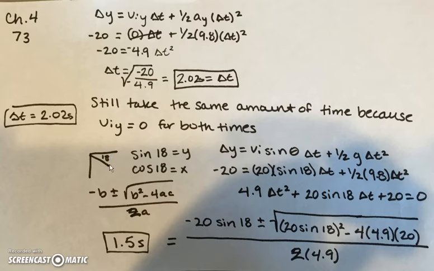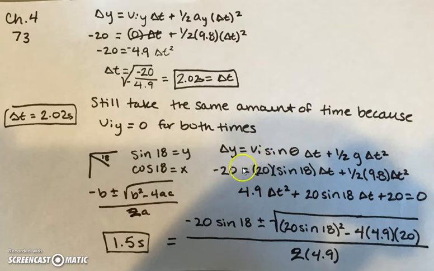So for the y direction, we'd have sine of 18 degrees, and in the x direction it would be cosine of 18 degrees. So you take your kinematic equation and you get change in the y position is equal to the initial velocity times sine theta, which is your y direction, times delta t, plus 1/2 gravity delta t squared. So your y position again is -20.